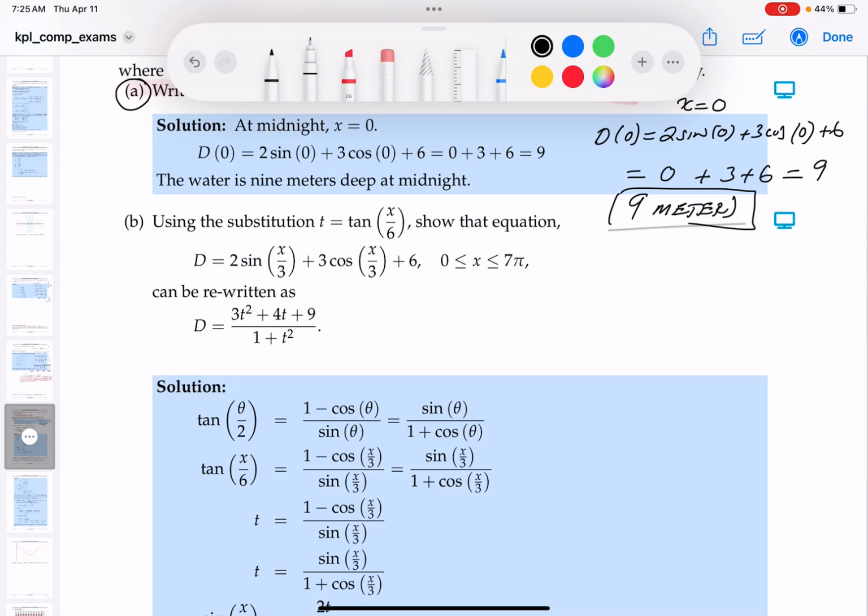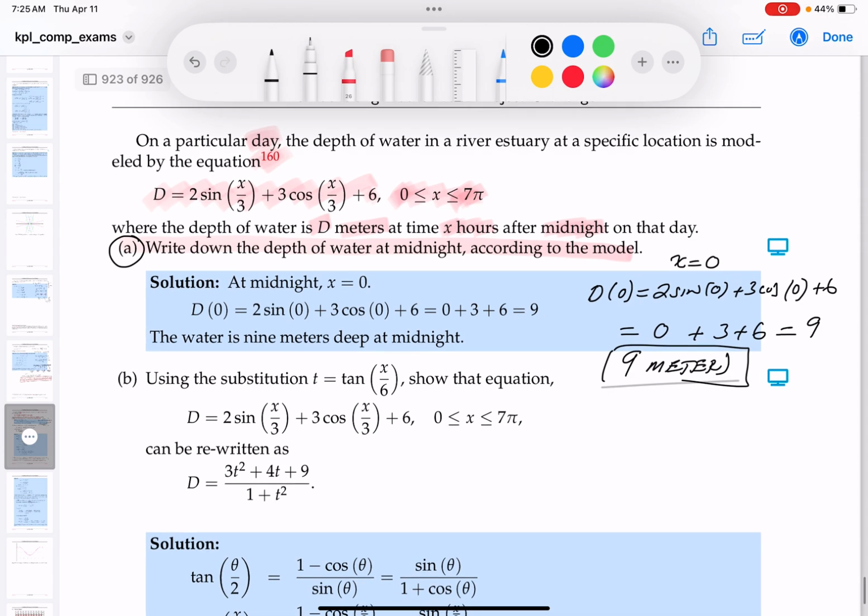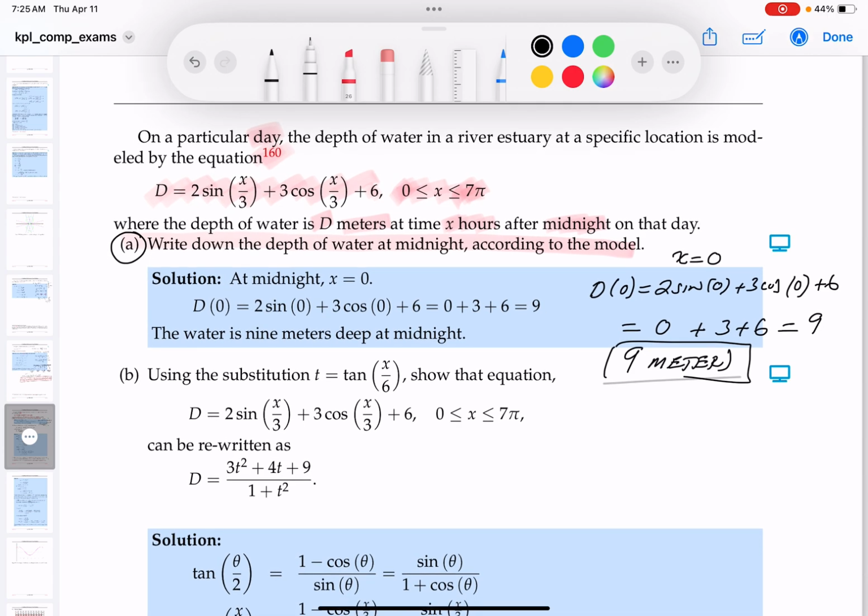Okay, so we're on part B now of this question. Again, just to remind you, they give me this function d, which is the depth of the water at time t, where the t is written as x, and x is the hours after midnight. They go on to say that I should use a substitution. When I first saw it, I said, oh, it looked pretty strange. That's tan of x over 6, and these are sines and cosines of x over 3. So I'm thinking it has something to do with half-angle identities.